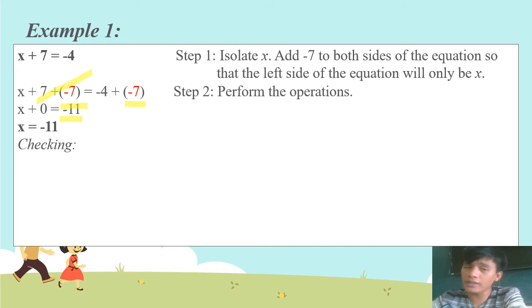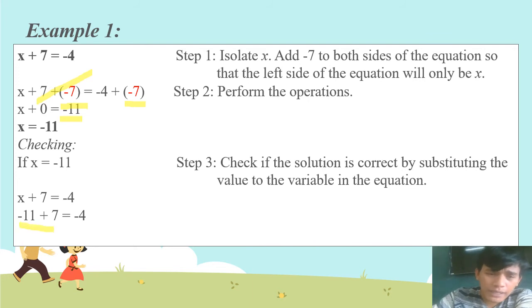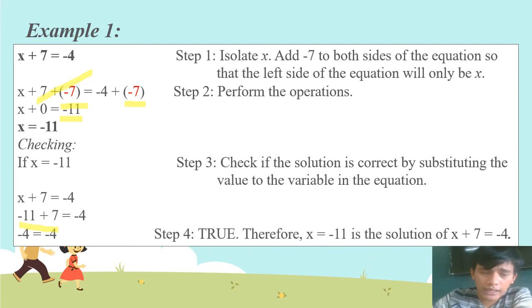Let's check if the value of x is negative 11. We substitute the value of x to the given equation. x plus 7 is equal to negative 4. Negative 11 plus 7 is equal to negative 4. Negative 11 plus 7 is negative 4, and that is equal to negative 4. Therefore, it is true. And x is equal to negative 11 is the solution of x plus 7 is equal to negative 4.